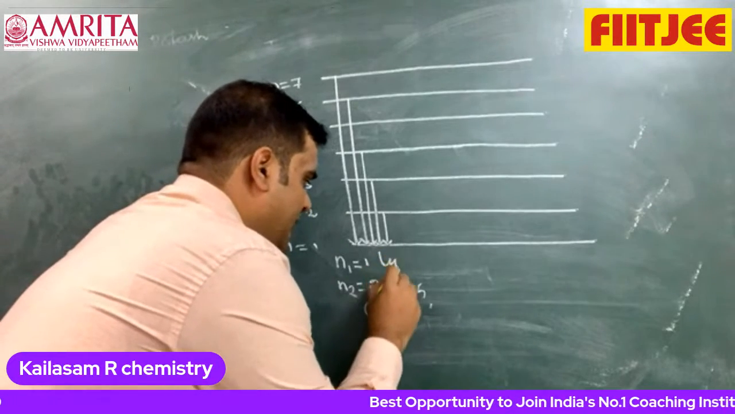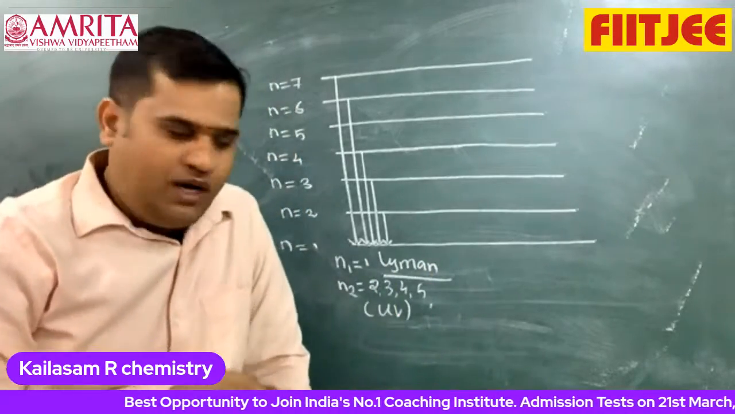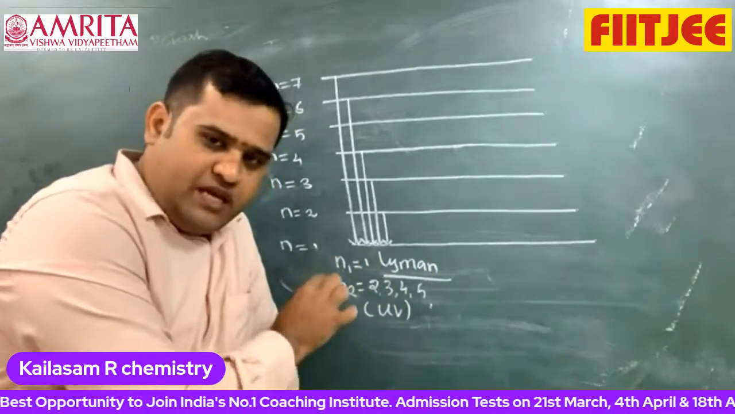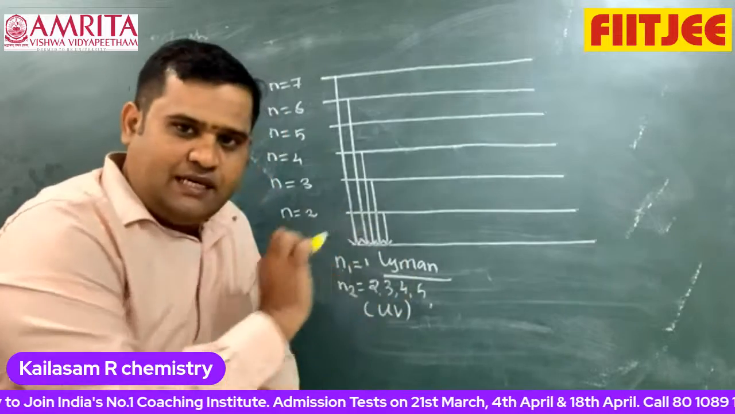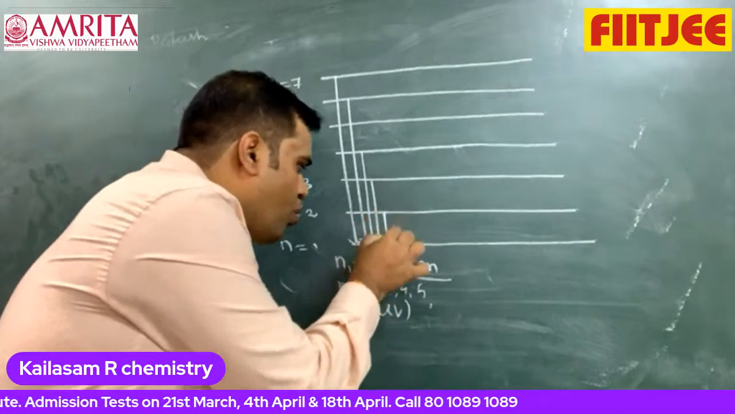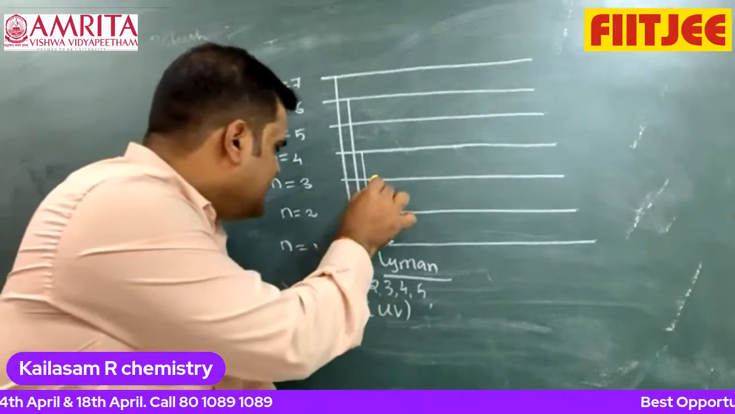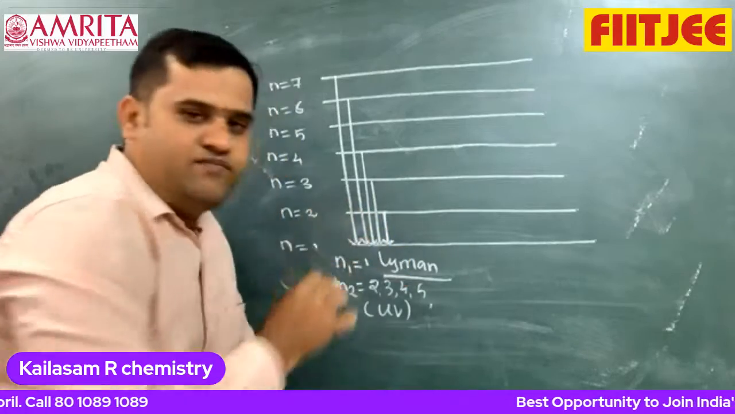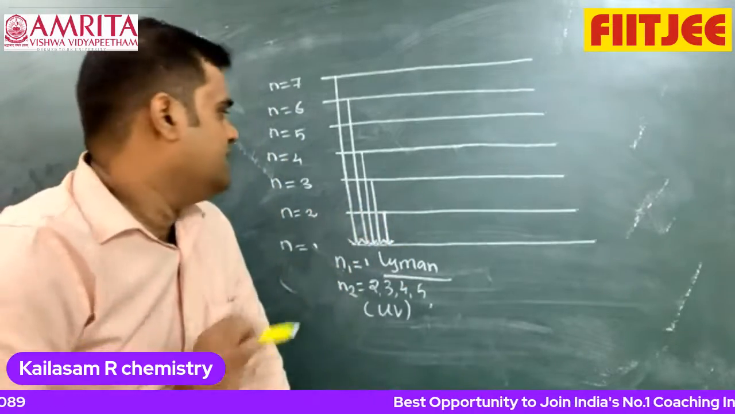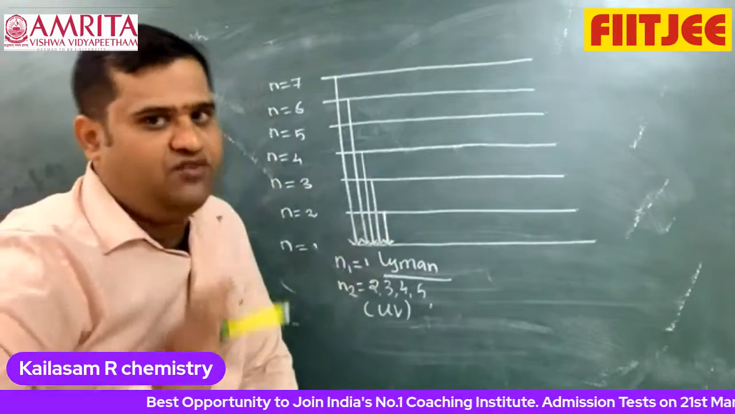This is called Lyman. When Lyman series means what? n1 is equal to 1, n2 is equal to 2, 3, 4, 5, etc. This line, 2 to 1, is called the first line of Lyman series. 3 to 1 is called the second line of Lyman series. 4 to 1 is called the third line of Lyman series.